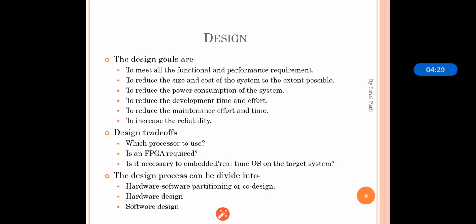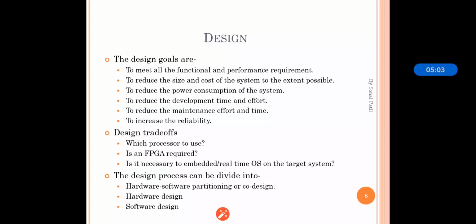Is an FPGA required? Is it necessary to have an FPGA for our system? That is also one of the trade-offs. Is it necessary to embed a real-time OS on the target system? Now we know that the time constraint is crucial in some embedded systems, and it's not that crucial in others. So we have to check whether it is necessary to embed the real-time OS on the target system. Listen, we are saying target system, not host system.